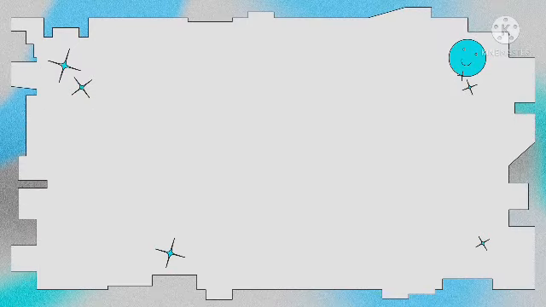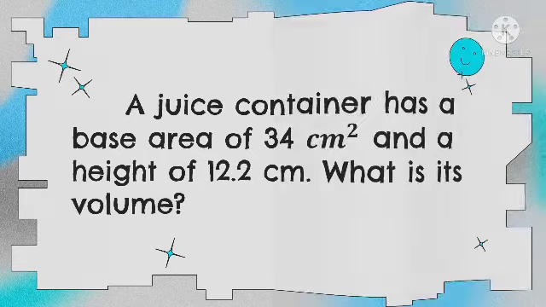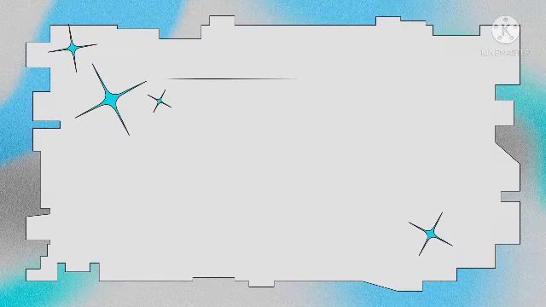Okay, next. A juice container has a base area of 34 square centimeters and a height of 12 and 2/10 centimeter. What is its volume? So, dito, given yung area, yung base area niya na 34 square centimeters and yung height niya is 12.2 centimeters. So, therefore, masasabi natin na yung container is a rectangular prism.